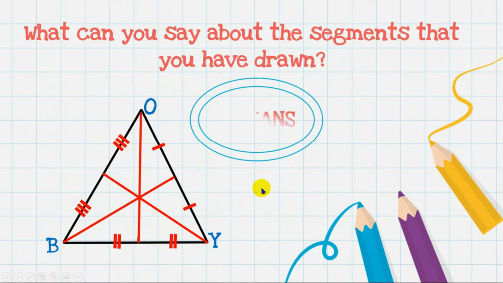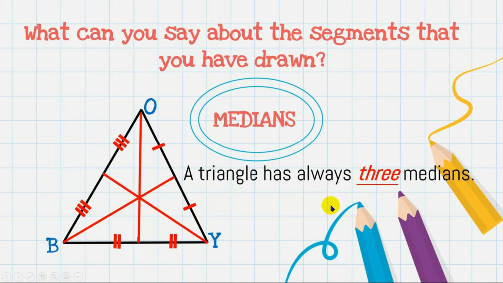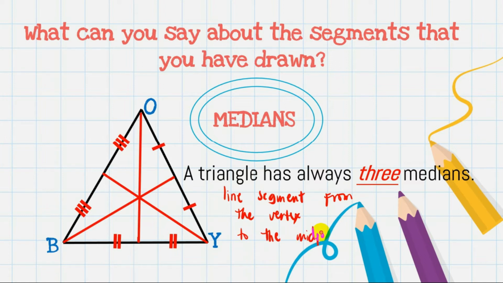Ang tawag natin dyan ay medians. Okay? Medians of the triangle. A triangle has always 3 medians. Tandaan po, this is the line segment from the vertex to the midpoint. You have to start with the vertices of this triangle.